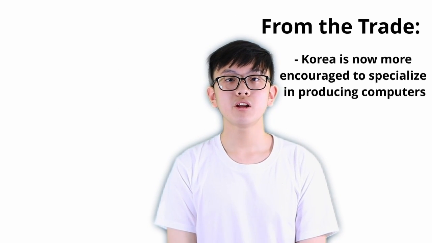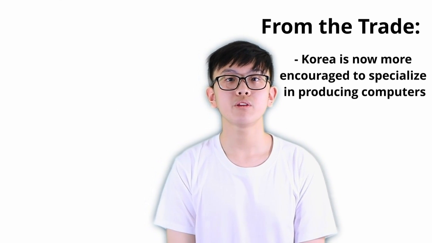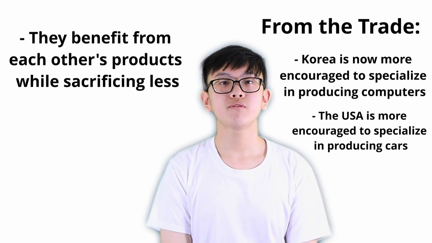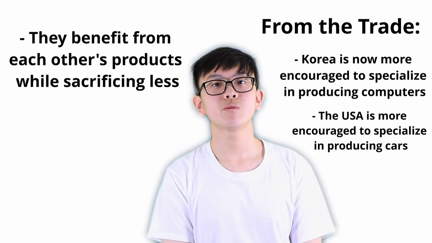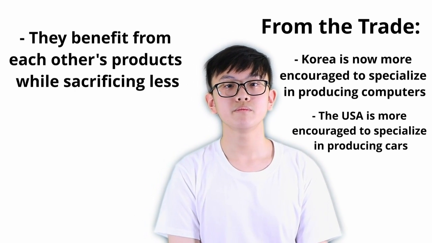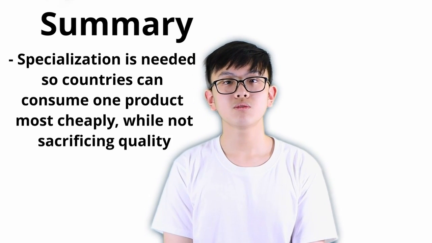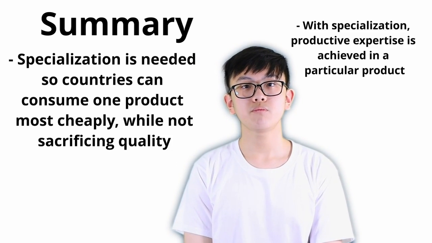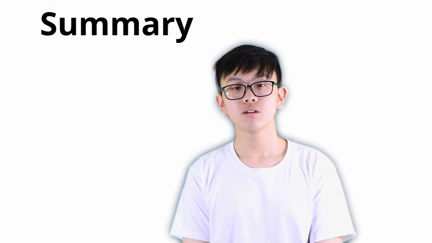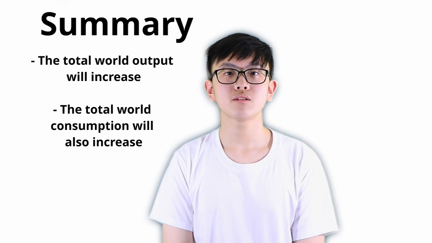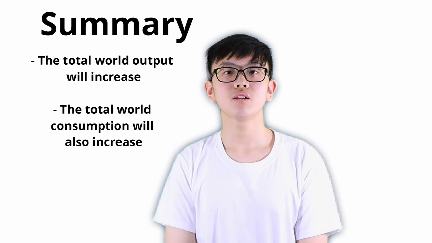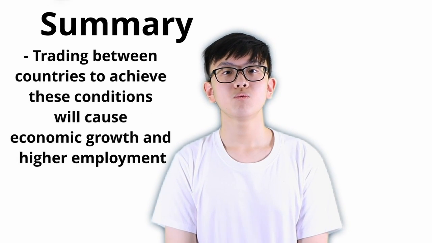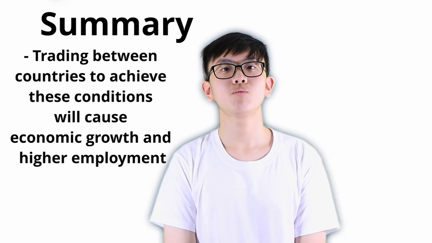From the trading, Korea is now more encouraged to specialize in computers while the US is now more encouraged to specialize in cars. Because that way, they can benefit from each other's specialized products the most while they sacrifice the least to create them. In summation, specialization is needed so countries can consume one product most cheaply and at better qualities and achieve productive expertise in a product. The total world output would then increase, therefore the world consumption will also increase. Trading between these countries to achieve these conditions would lead to more economic growth and more employment.